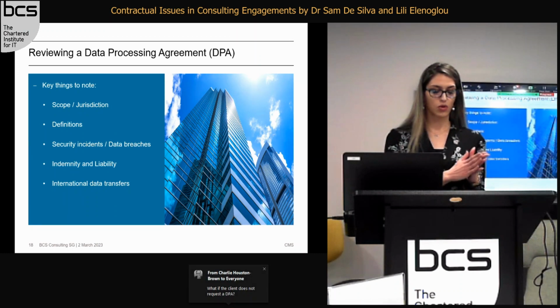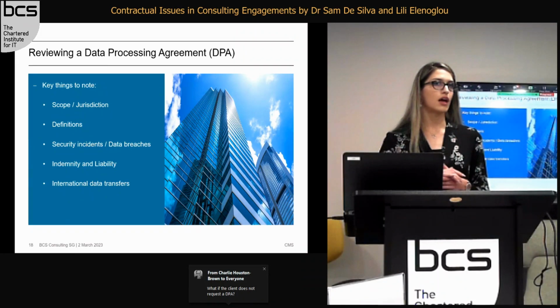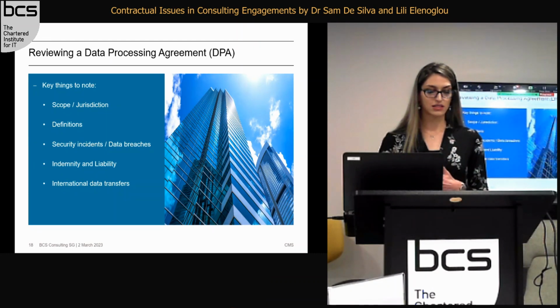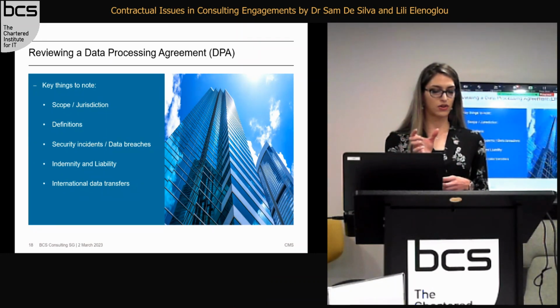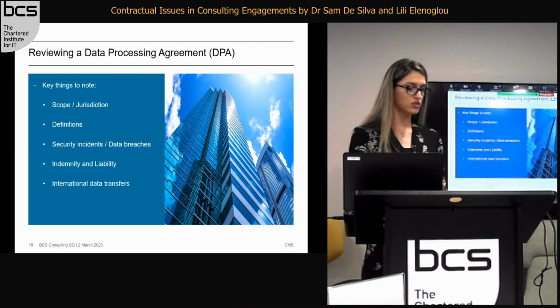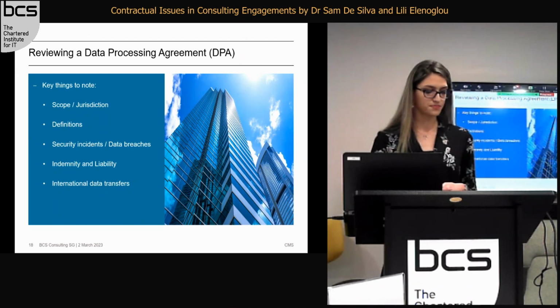Usually the processor is obligated to give the customer prompt notice of any actual or alleged security incident, as the controller has to notify the regulatory authority and potentially even the affected data subject within a prescribed period of time, which is 72 hours upon becoming aware of the breach.